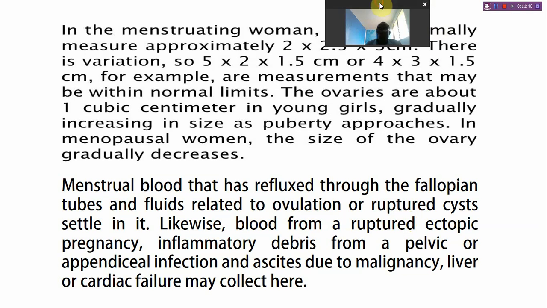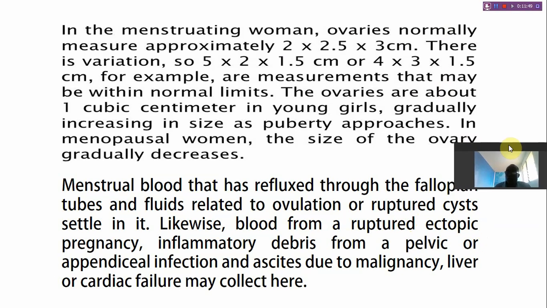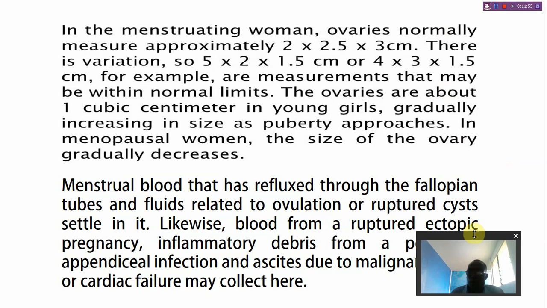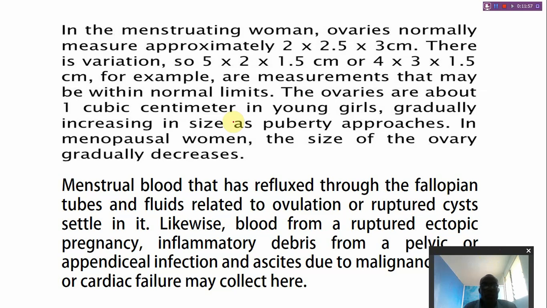Then we are going to also look at some measurements that we need. Normal variables that we need in sonography. So in the menstruating woman, ovaries normally measure approximately 2 by 2 by 3. There is variation, so 5 by 2 by 1.5 or 4 by 3 by 1.5, for example, are measurements that may be within normal limits. The ovaries are about 1 cubic centimeter in young girls, gradually increasing in size as puberty approaches. In menopausal women, the size of the ovary gradually decreases.